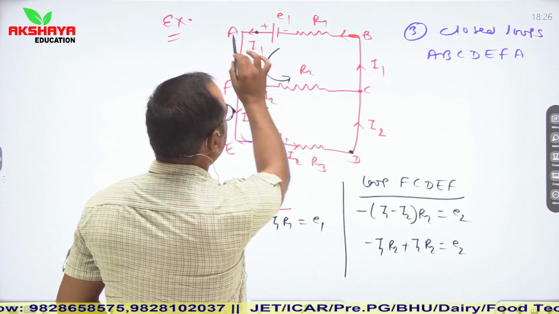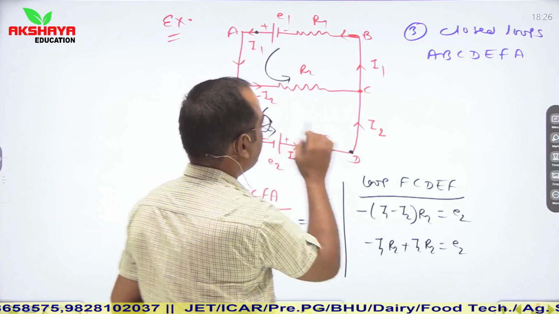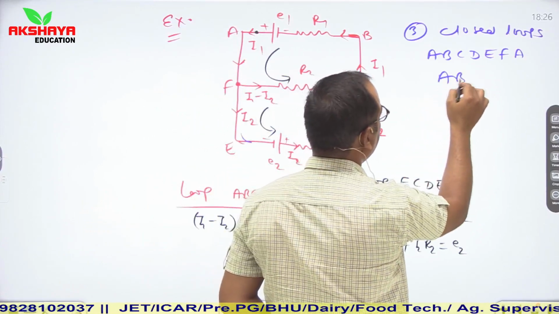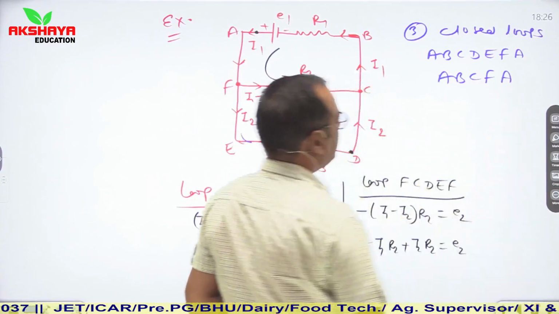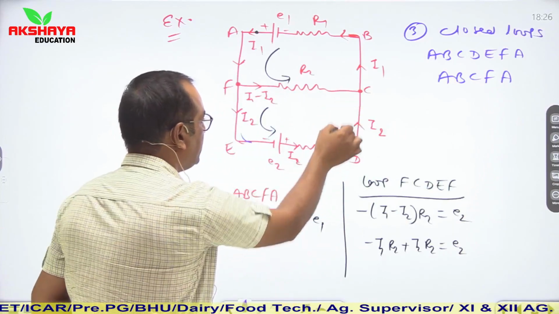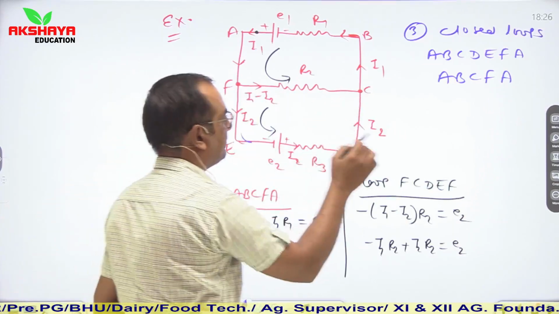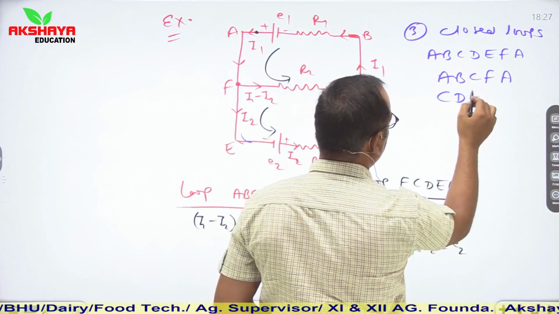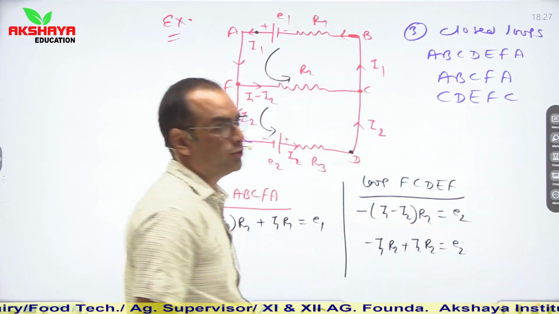Similarly, the second loop is A, B, C, F, A. Then the third loop is C, D, E, F, C. So it is C, D, E, F, C. This is the third loop.